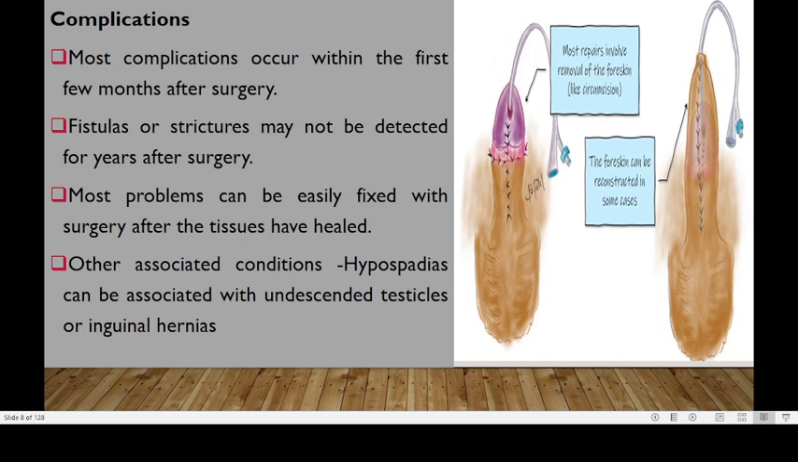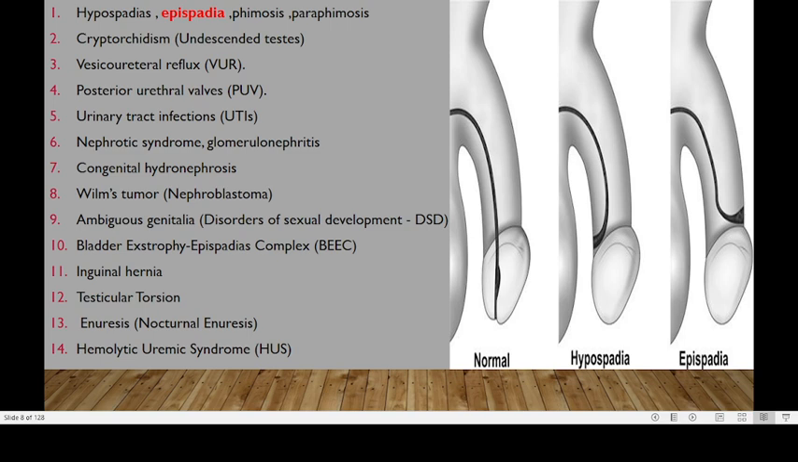Some of the complications associated with hypospadias: most complications could occur within the first few months after surgery. Fistulas and strictures may not be detected for years after surgery. Most problems can easily be fixed with surgery after the tissues have healed. Other complications could be that hypospadias will be associated with undescended testes or inguinal hernia. So that marks the end of the presentation on hypospadias.